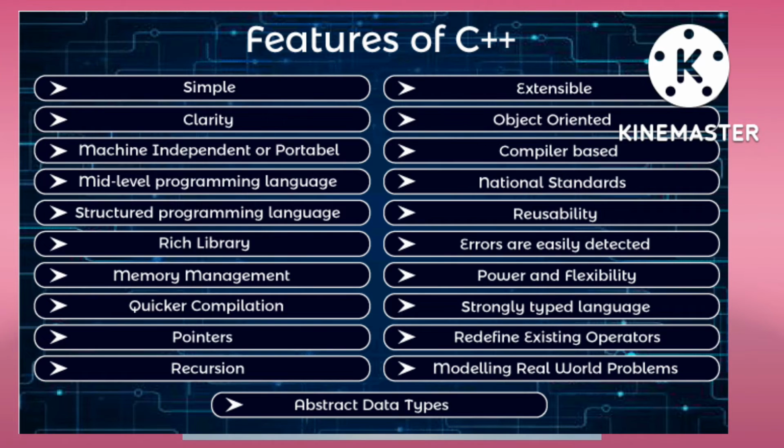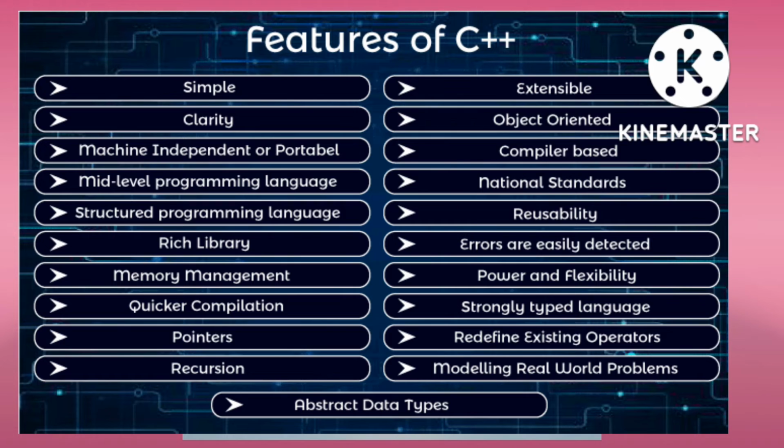C++ is also object oriented. C is not an object oriented programming language, but C++ is an object oriented programming language. Then it is a compiler based programming language. C++ is compiler based. This is one feature.